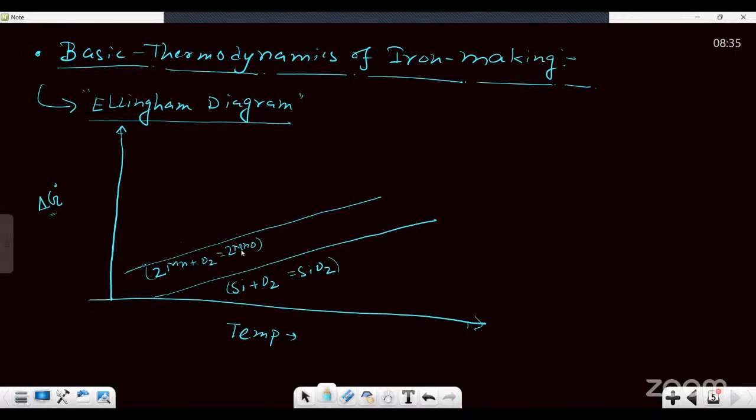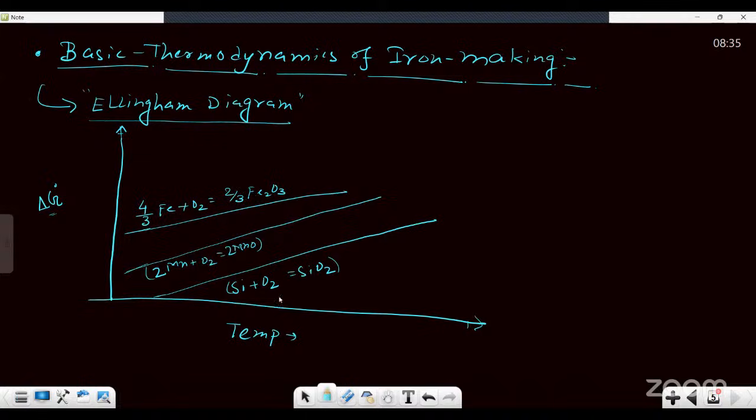So this is the curve for the manganese oxide. This is the curve for the silicon oxide. Now I will explain the things. Suppose another metal oxide curve I am drawing, which is the curve for iron oxide. Like we can say this is the curve for 4 by 3 of iron plus O2 giving us 2 by 3 of Fe2O3. So this is the curve for iron oxide.